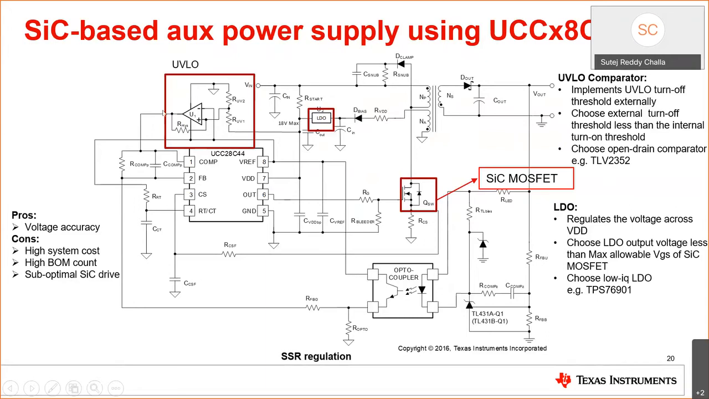And the UVLO comparator again is required in this case as well, for the same reason, that is, this MOSFET has to have a higher UVLO turn off. The controller has to have a higher UVLO turn off.